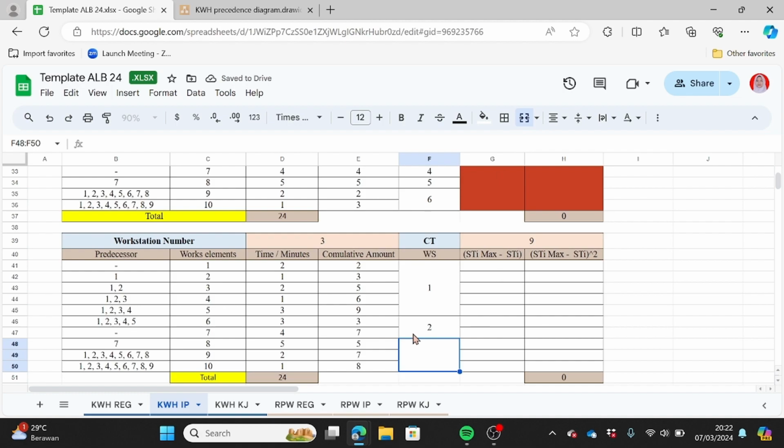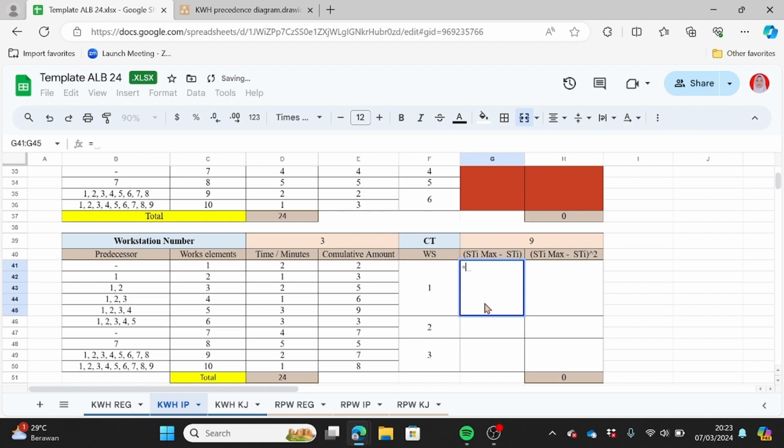If the actual and specified number of workstations are the same, then we can proceed to the reduction table. How we find the reduction is that the maximum time for all workstations is reduced by the total time on each workstation. Okay, we copy the format. T max is 9 minus 8, and then square. Then T max 9 minus 7, and then square. T max minus T.